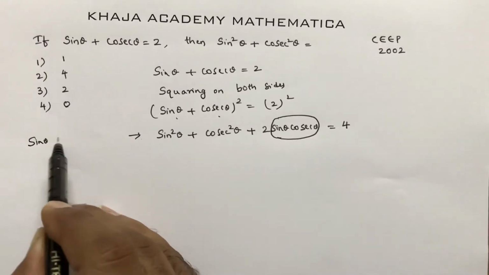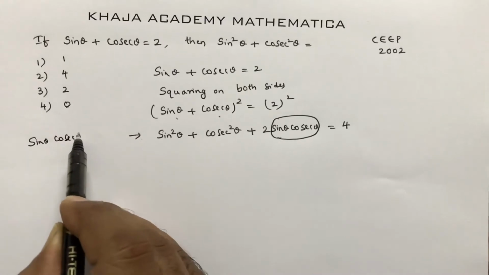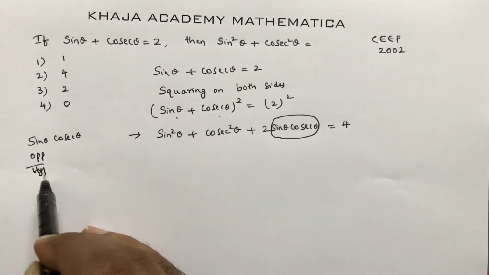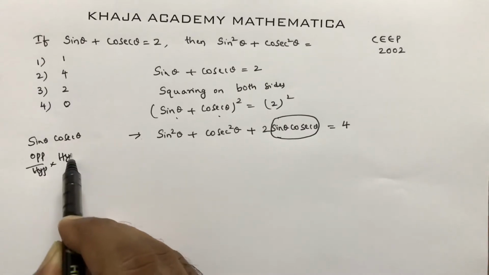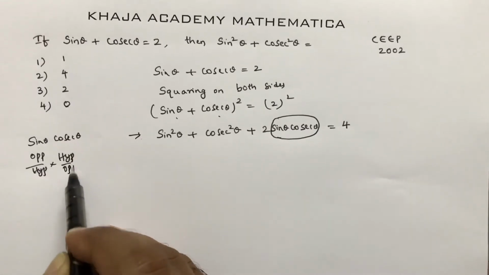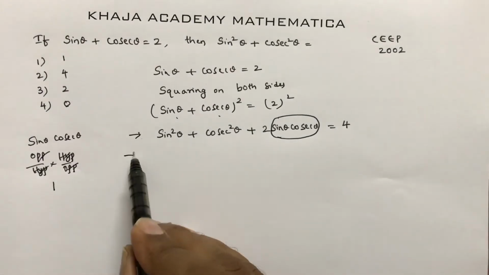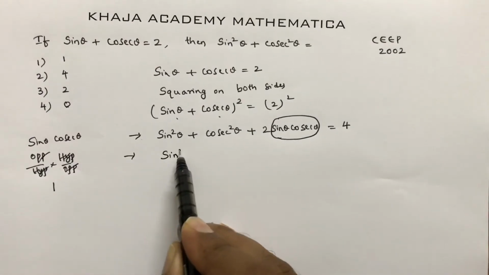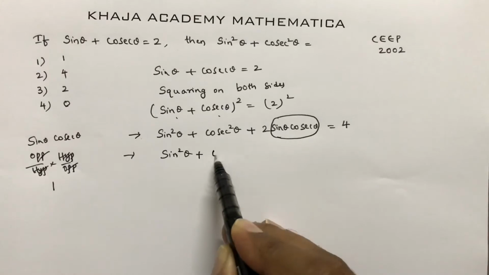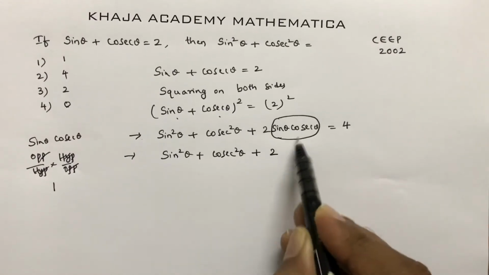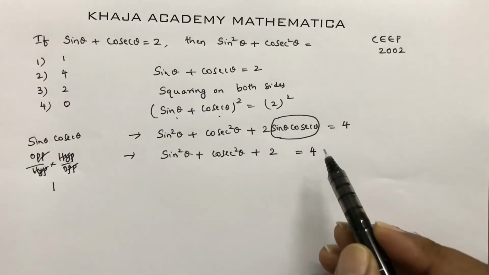Sine theta into cosec theta: sine is opposite by hypotenuse, cosec is hypotenuse by opposite. So sine into cosec is 1. So sine square theta plus cosec square theta plus 2 into 1 is 2, equals 4.